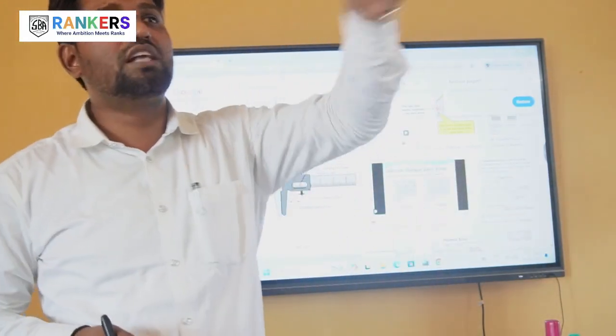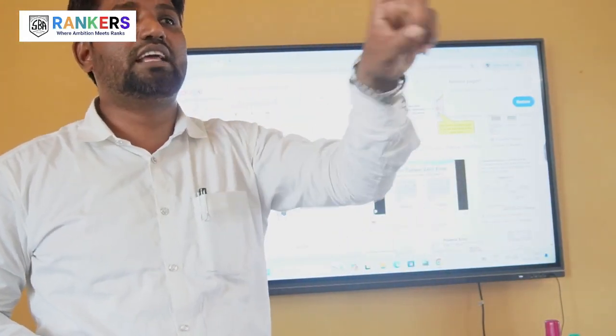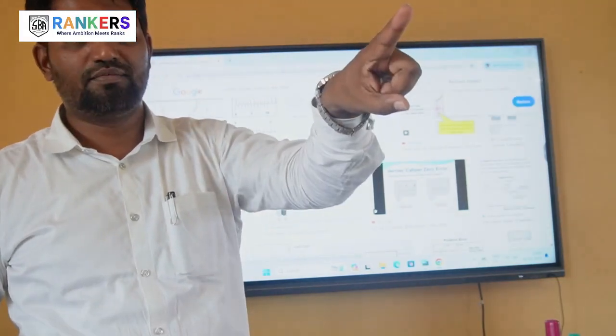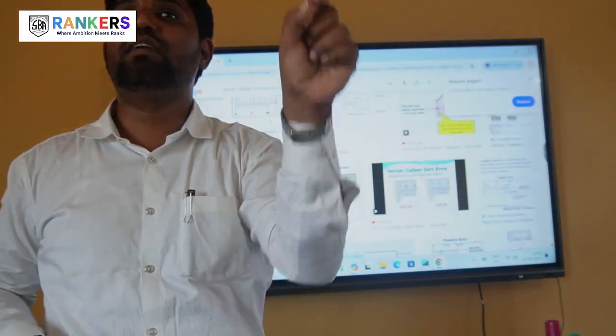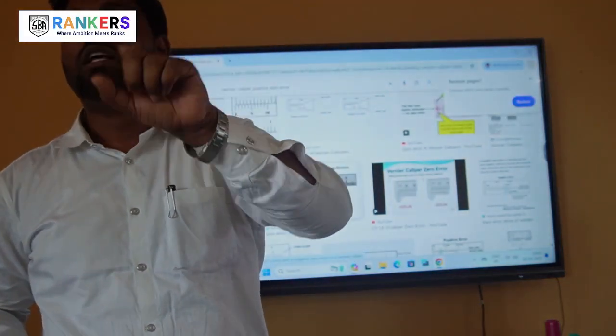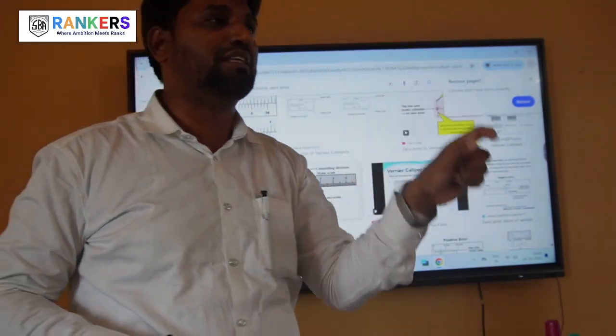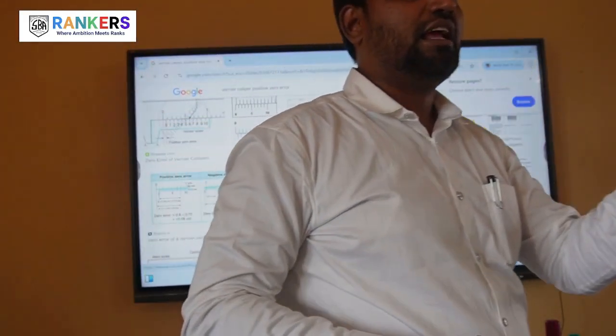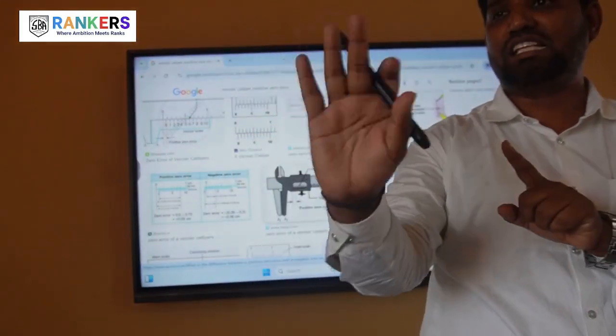Understand? But this concept is not in the Vernier Caliper's Vernier scale. This counting, 1.1, 1.2, is only present in the main scale. In the Vernier scale, there is no decimal place.